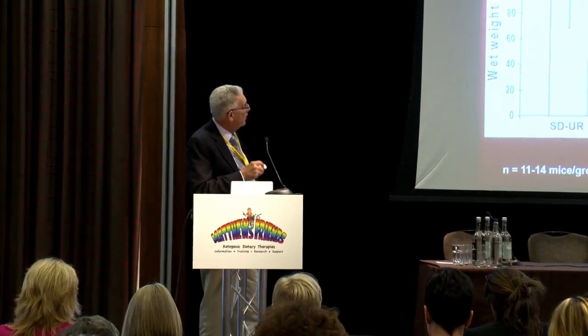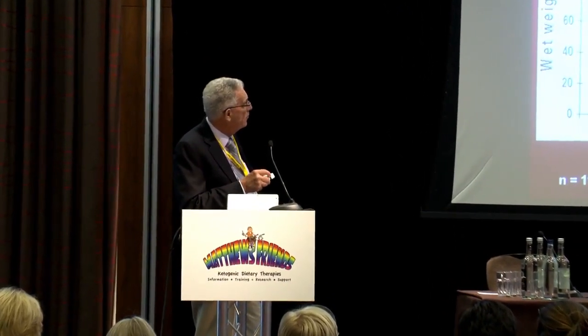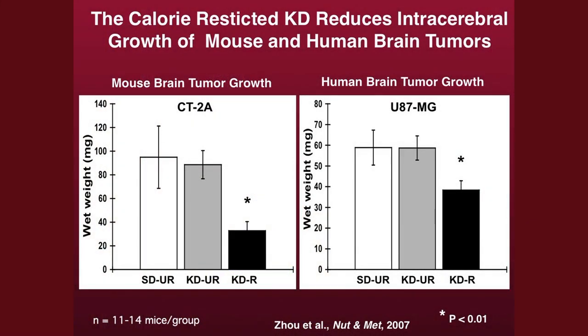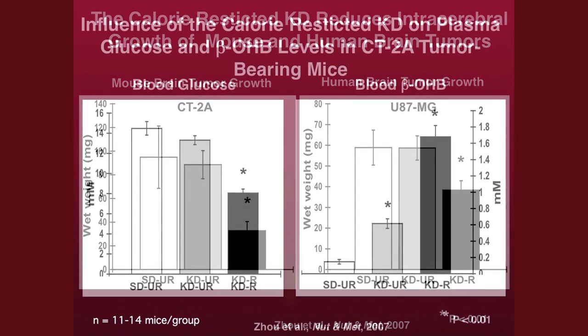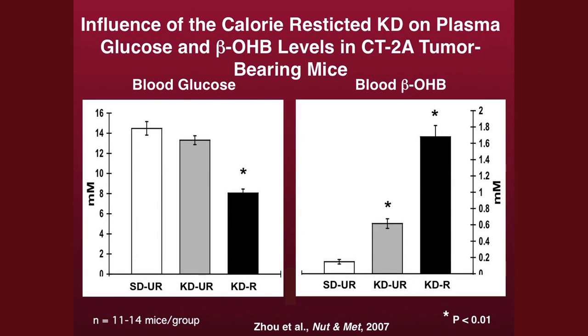But just to give you a quick overview, here's a mouse tumor and a human tumor grown in vivo. And here's the ketogenic diet unrestricted. Here's a standard diet, and the ketogenic diet unrestricted, for both the mouse and the human tumor. And you can see it's not reducing tumor, but it is when you restrict. And also when you look at the blood sugar, even though this is almost a zero carb diet, blood sugar stays high. It's dyslipidemia, it's insulin insensitivity. The glucose goes down when restricted. Ketones go high when you restrict, higher.